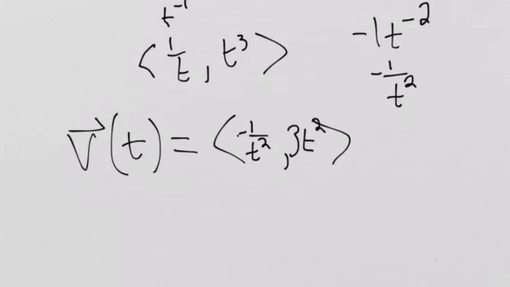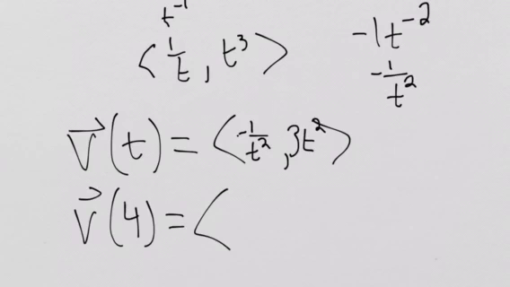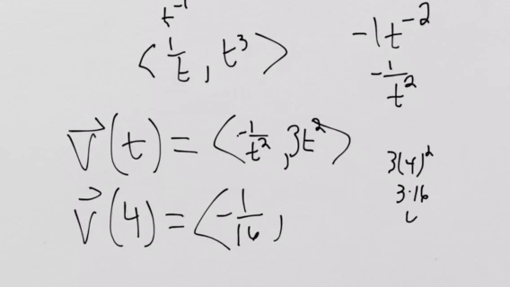Okay, so then we want to figure out what is v of 4. So that's going to be negative 1 over 16, comma. Let's do 3 times t squared over here. 3 times 4 squared. 3 times 16, that's 48. So we have negative 1 over 16, comma 48. So this is our horizontal velocity, that's our vertical velocity. It's just in units per second, or whatever the units are, divided by whatever the units of time are.